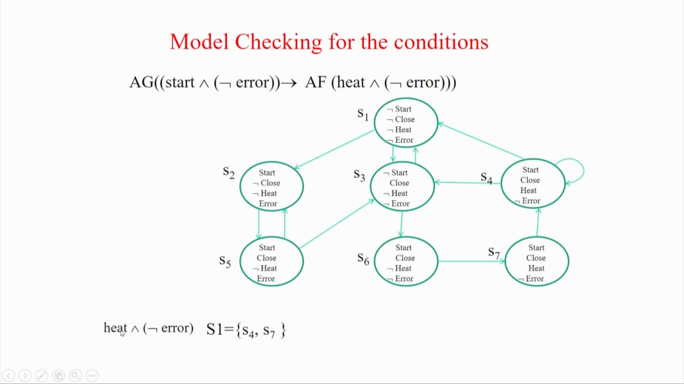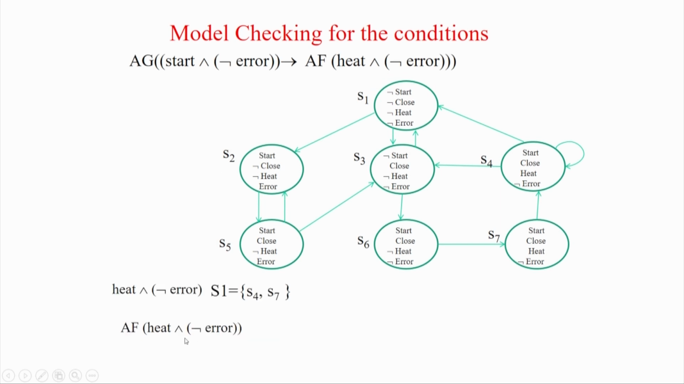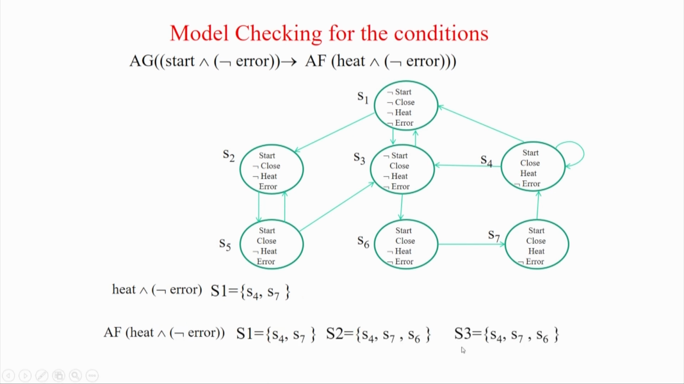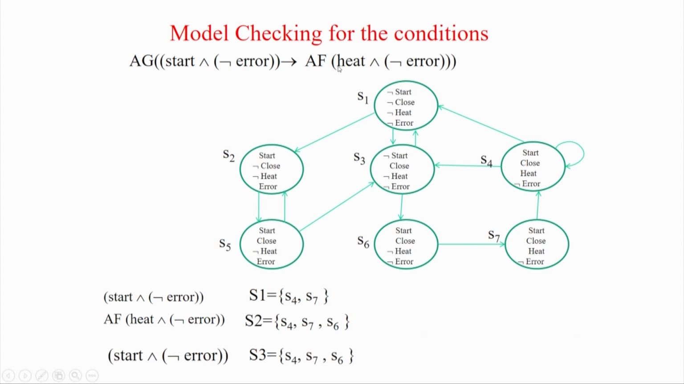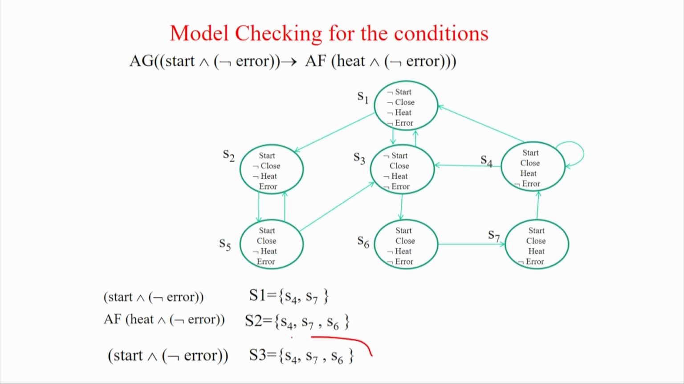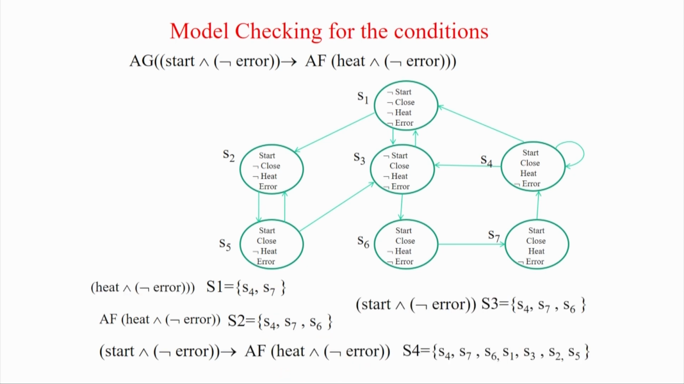So now with the start and error, the states are S4 and S7. Then all paths in future, start and not error will be these states. Finally it will land up in the stable states S4, S6 and S7. Then again you will have to go for all paths in heat. Similarly, you have to find out the labels for all paths in future heat and not error. So this is basically nothing but your S4, S6 and S7. So this way you are doing.